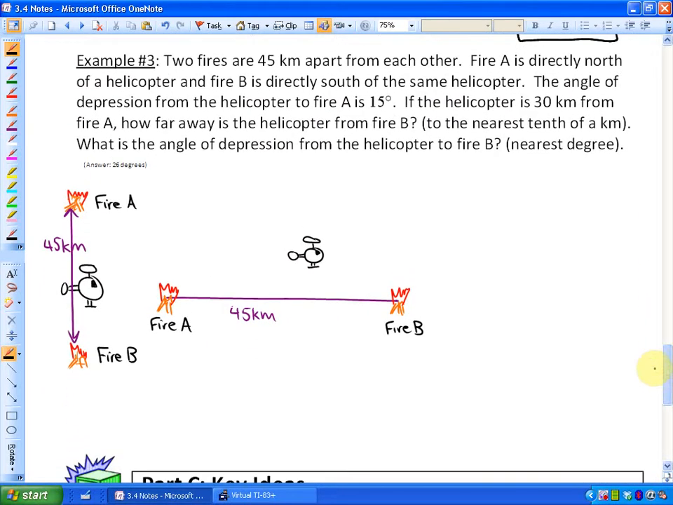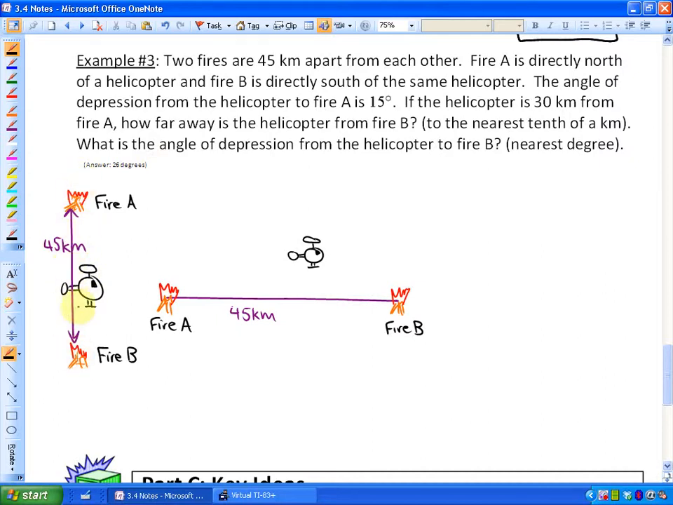It says 2 fires are 45 kilometers apart. So focusing on this picture right now. Fire A is directly north, so here's a helicopter. Fire A is directly north of a helicopter, and fire B is directly south of the same helicopter. The angle of depression from the helicopter to fire A is 15 degrees. If the helicopter is 30 kilometers away from fire A, how far away is the helicopter from fire B? That's the first question. And what is the angle of depression from the helicopter to fire B to the nearest degree? So there's actually 2 questions here.